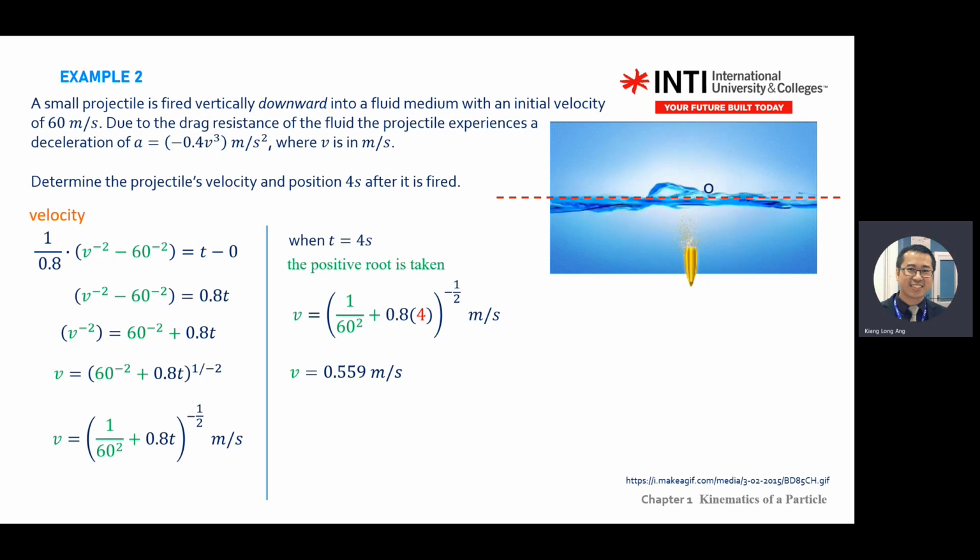But for velocity here, we will take positive. Why? Because it's going down. Of course, there is a negative value also, but the bullet won't reverse back, right? So that's why you put the negative value there. Take note: when there's a square root, there is a positive and negative value. In this case, we choose positive because the bullet is going down.